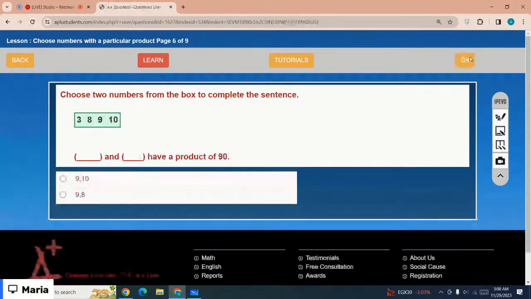Okay, choose two numbers from the box to complete the sentence. Dash and dash have a product of 90. So which is the correct option? Which two numbers have the product 90?